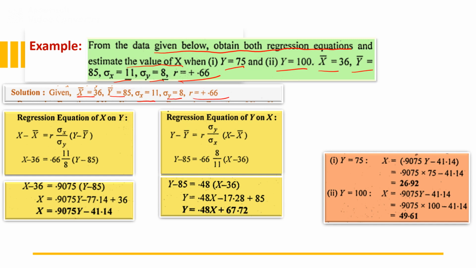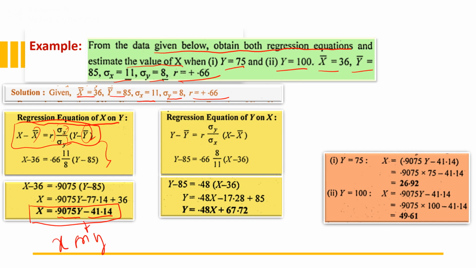So first we find the regression equation of x on y. We know the formula, x minus x bar is equal to r sigma x upon sigma y, into y minus y bar. So putting in the values of sigma x, sigma y, the correlation coefficient, x bar and y bar, and solving that expression, we obtain the equation x is equal to 0.9075y minus 41.14. So this is the equation of x on y.